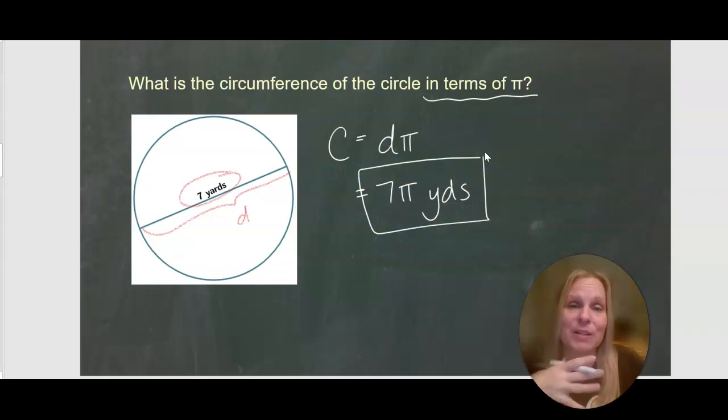That's what it looks like when I leave my answer in terms of pi. I actually prefer it because I don't even need to pull out my calculator, right? I just write a pi there. But sometimes they'll tell you use 3.14, sometimes they'll tell you leave it in terms of pi. That's what it looks like in terms of pi.